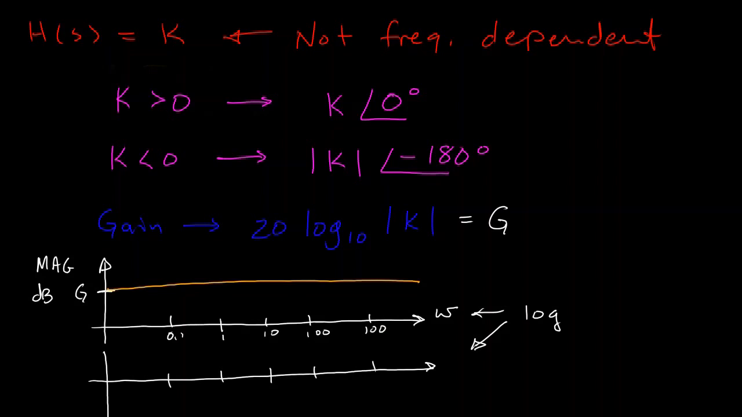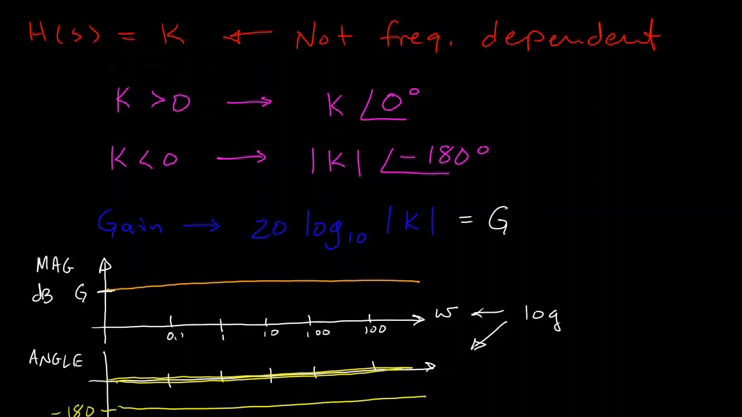Okay, same thing for magnitude and phase. So this is going to be the angle down here, and it's either going to be 0 if our gain was a positive number, or it will be at negative 180 if our gain was a negative number. But again, it will just be constant. And that's really all there is to drawing the frequency response of a constant gain transfer function.